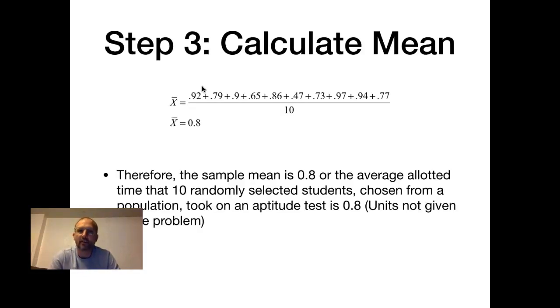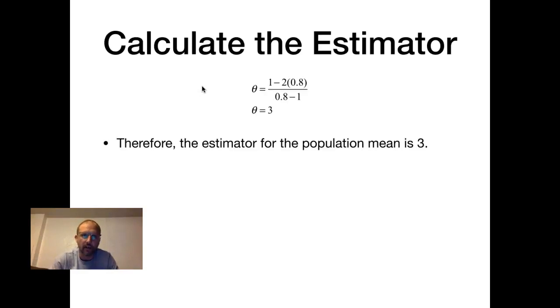Step 3 is to calculate the actual mean. That is the sum of our sample values divided by the number of sample values. In this case, our expected value is 0.8. Therefore, the sample mean is 0.8, or the average allotted time that 10 randomly selected students chosen from the population took on an aptitude test is 0.8. Once you have the expected value, we just take that and put it into the equation for our estimator. In this case, the estimator is 3. Therefore, the estimator for the population mean is 3.